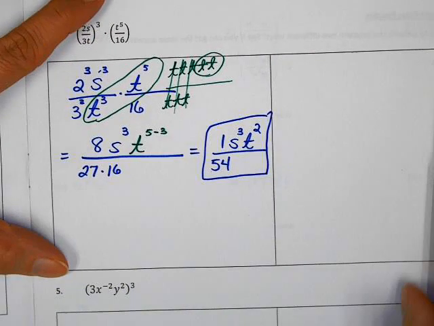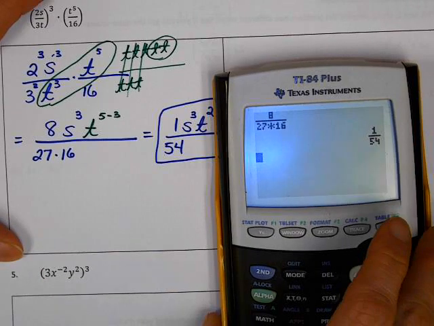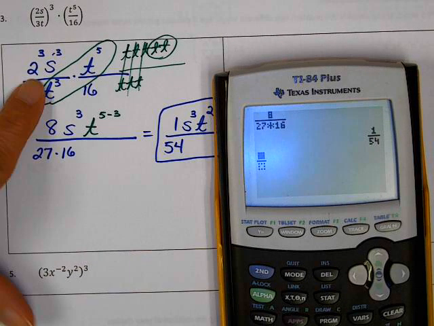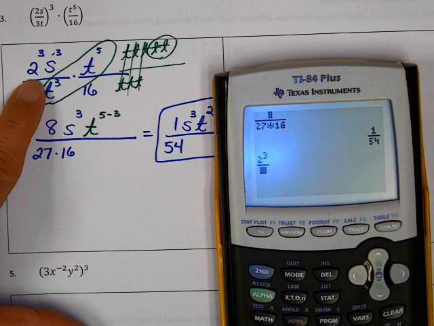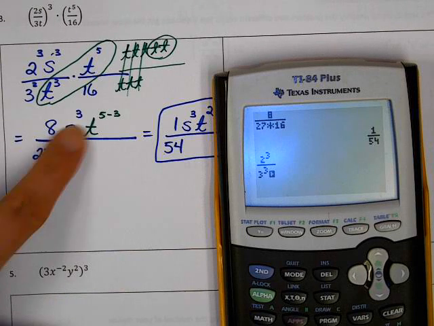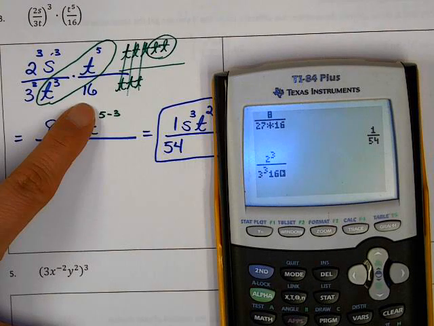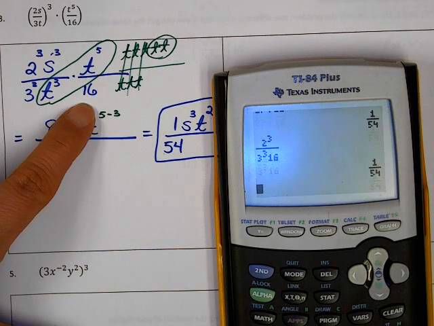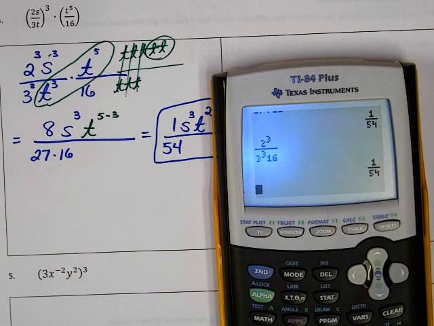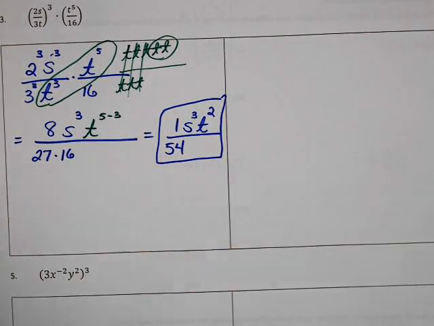Don't forget, if you have a calculator, which you should, and you do alpha y equals, we could even type 2 cubed over 3 cubed times 16. And it would do all the calculations for you, just to make sure we don't make a little error right there. Now what would have been another way to do this?